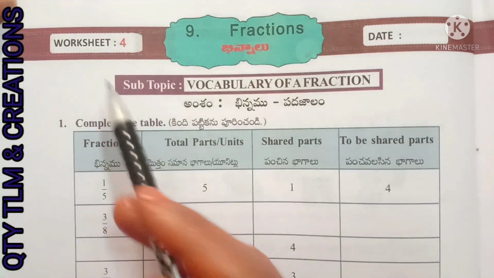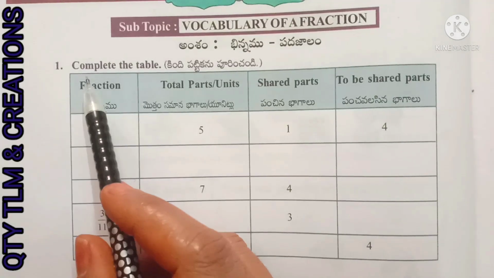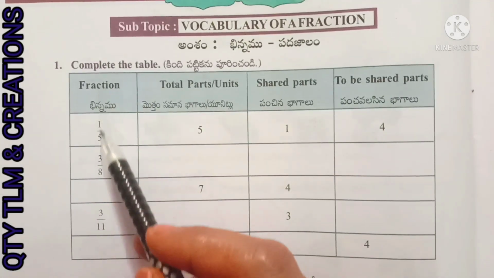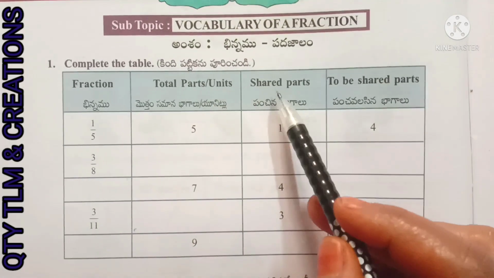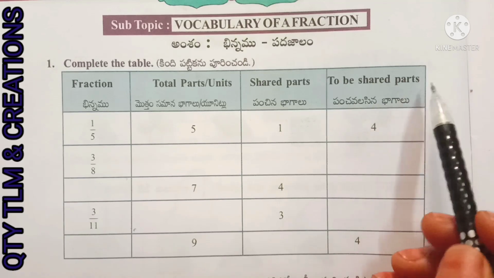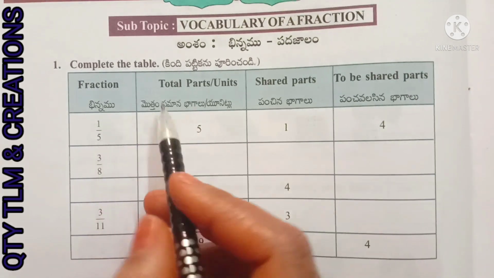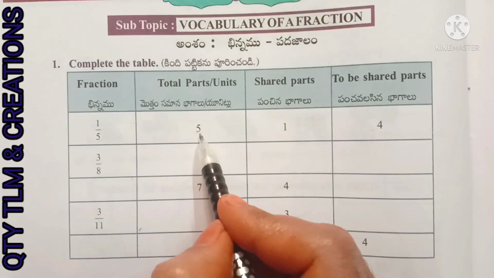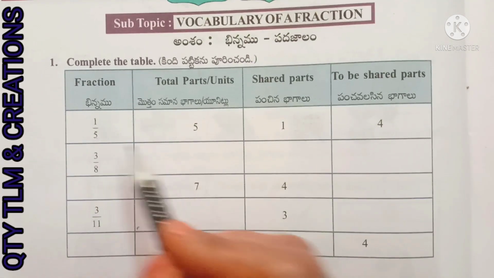Next worksheet number 4, subtopic vocabulary of fraction. First question, complete the following. Here given fraction, total parts or units, shared parts, to be shared parts. First fraction 1/5. Here total parts are 5, shared parts are 1 and to be shared parts are 4.